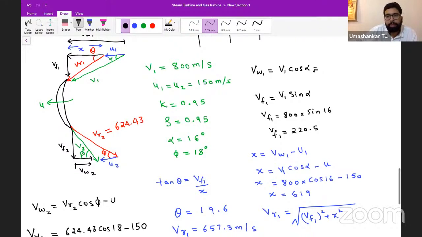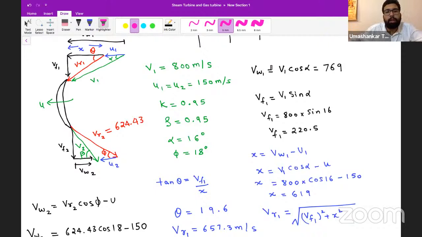Can somebody please tell me 800 into cos 16? Shall I calculate myself, or is any student going to help me out? Thank you, Aishwarya and Manusmita, you are giving me the answer. So this is 769 something.